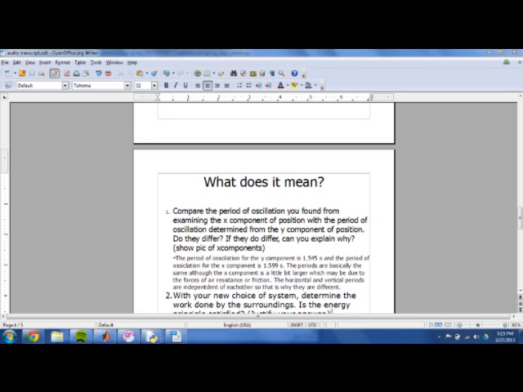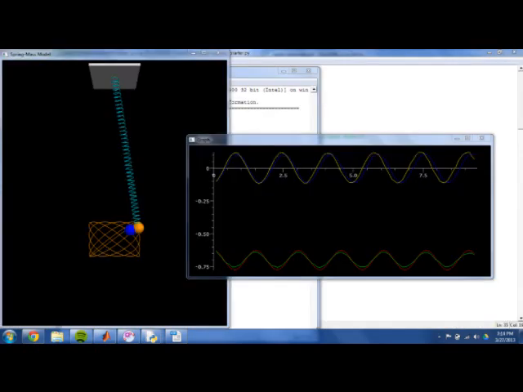The first question says to compare the period of oscillation you found from examining the x component of position with the period of oscillation determined from the y component of position. Do they differ? If they do differ, can you explain why? So here I plotted the x component of the position on the same graph as the y component.